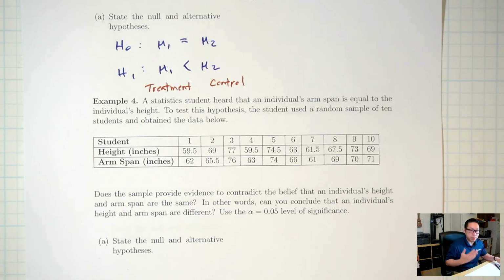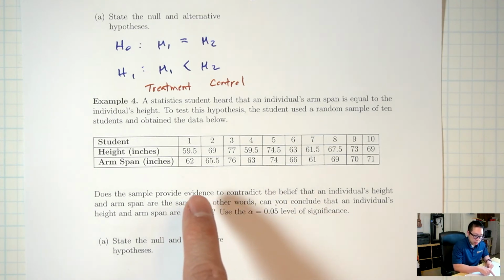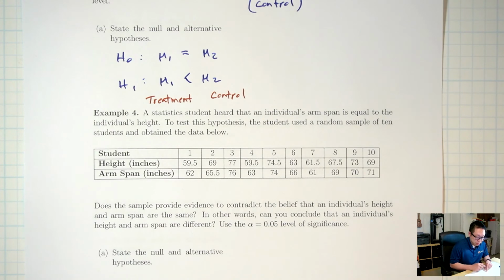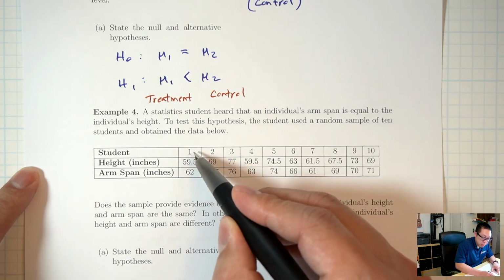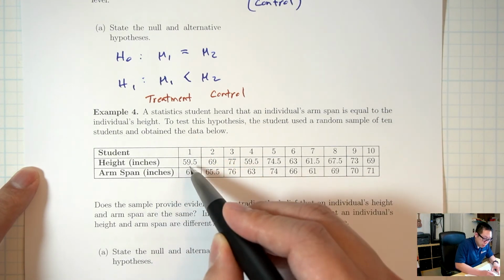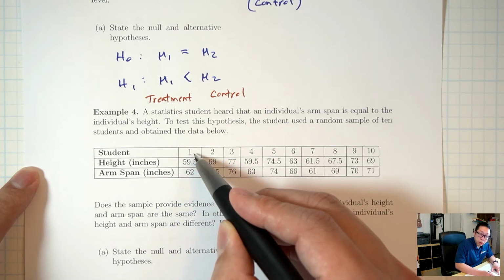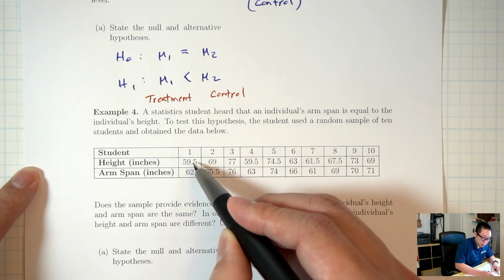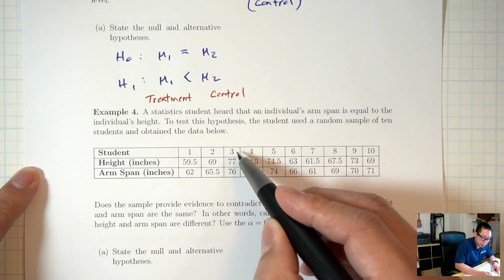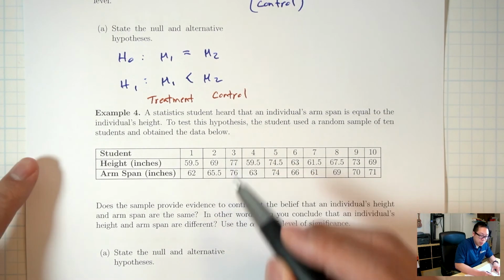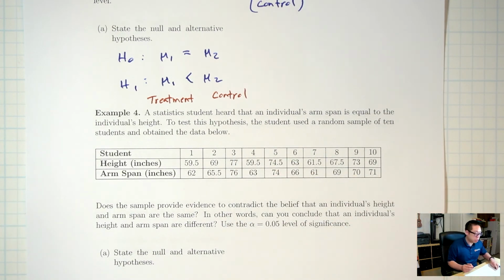First question, is this independent or is it matched? Based on the way that the table is formatted, it makes it clear that these two measurements go with student 1, right? So this is the height and arm span of student 1. So these are two measurements on the same student. Two measurements on student 2, two measurements on the same student 3. So this is a typical match situation.